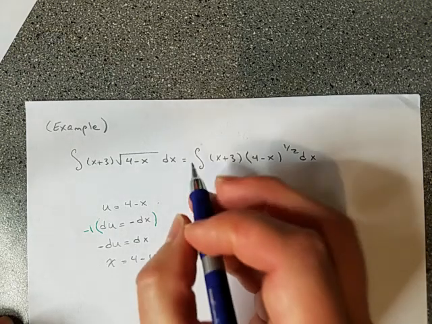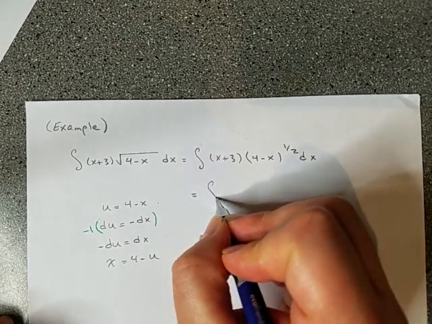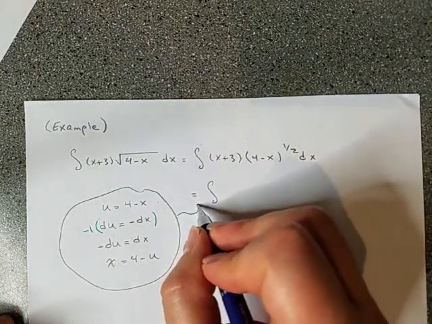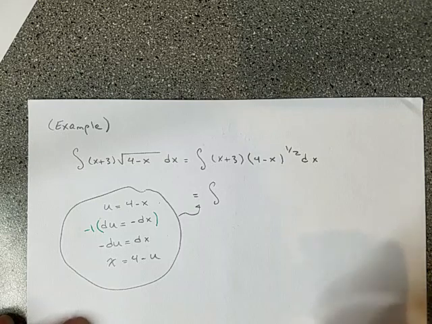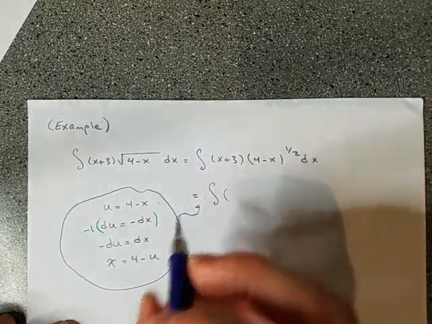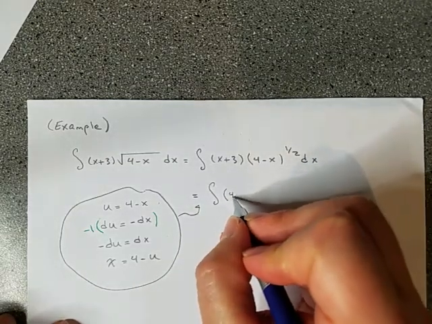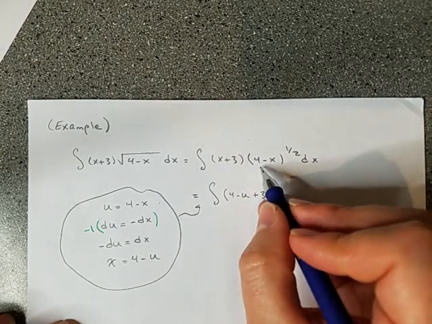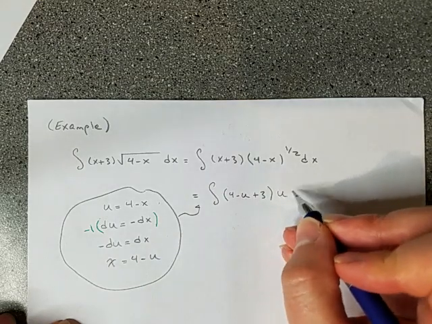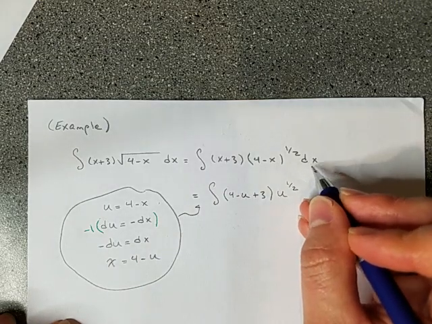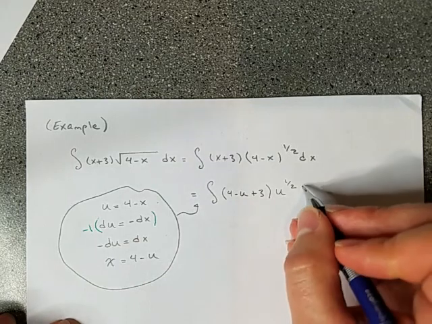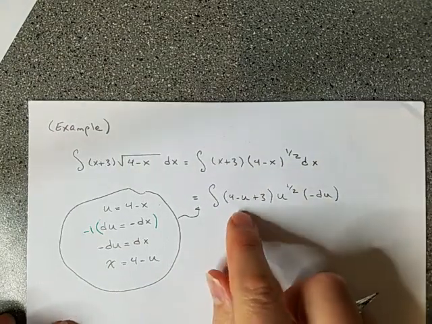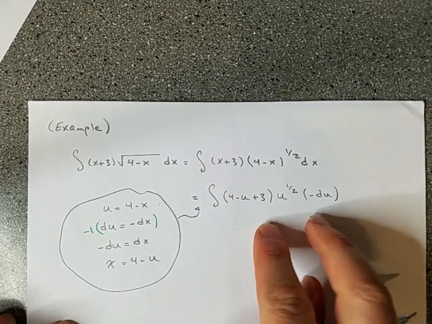All right. So if I do that, imagine these substitutions in this step. All right, here's what I'll get. X, that will be 4 minus u, plus 3. And then 4 minus x, that will be u. Dx, that will be negative 1 times du. Okay, now this is entirely in terms of u, and I think it's one that we can work.